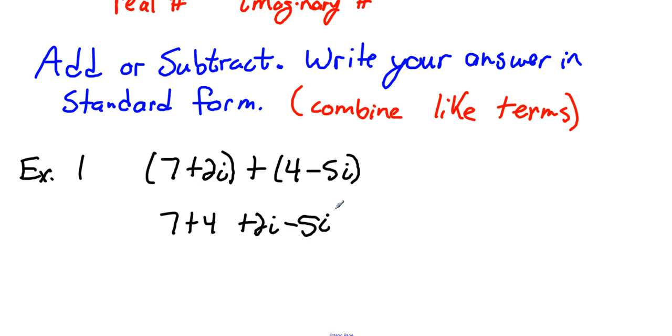With addition, it's the easiest one. You just put the numbers together. 7 plus 4 is 11. 2 minus 5 is negative 3i. And there's your answer. So you're good to go.